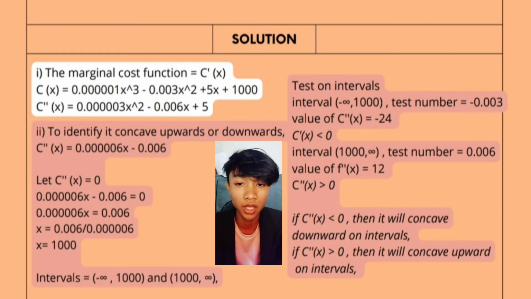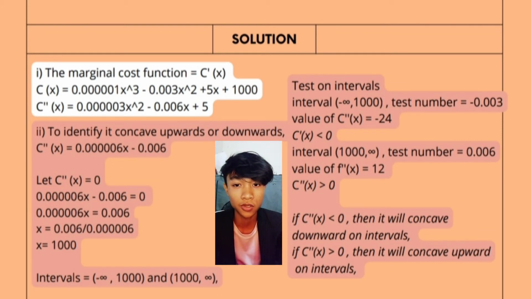For question 2, we need to identify whether it is concave upward or downward. So we need to find the second derivative of the cost function, and we get 0.000006x minus 0.006. Then we let the second derivative of the cost function equal 0, and we get the x value, which is 1000, and it shows that we have found the intervals, which are negative infinity to 1000 and also 1000 to positive infinity.